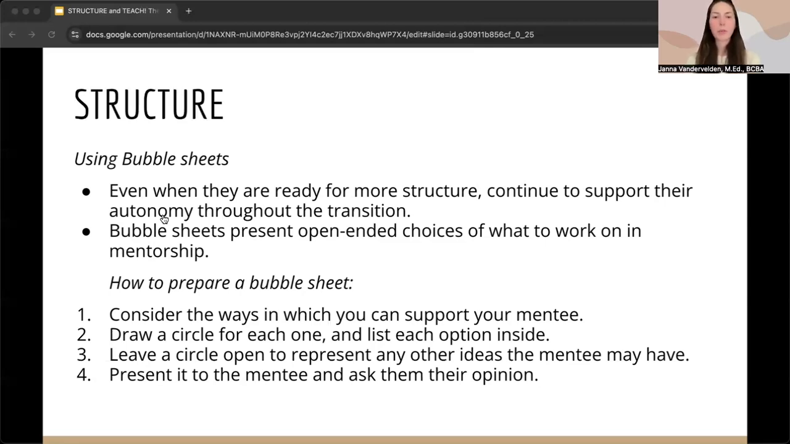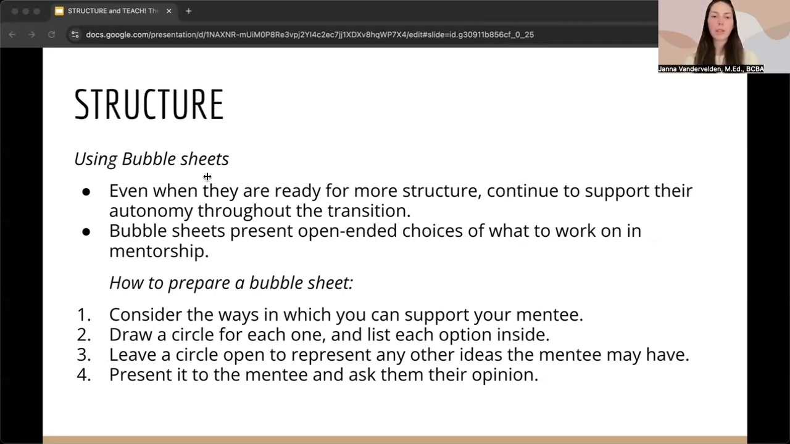One strategy for supporting autonomy as you move into structure is the use of bubble sheets. In MI, this is a way of visually representing what the mentee's options are for how to move forward together, while also holding space for other ideas they may have. This leaves your question of where to go from here open-ended, which is part of your OR skills and demonstrates to them that the choice is theirs.